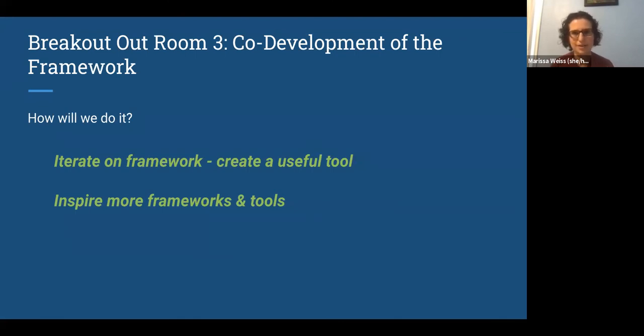As you're engaging with the breakout, if this activity makes you think maybe this isn't the tool, but you have ideas about what could be better, then that's a success too. This is intended as a starting point. We have to start somewhere, but it's really intended as a launching off point to generate ideas.